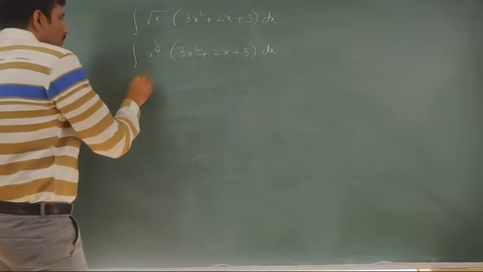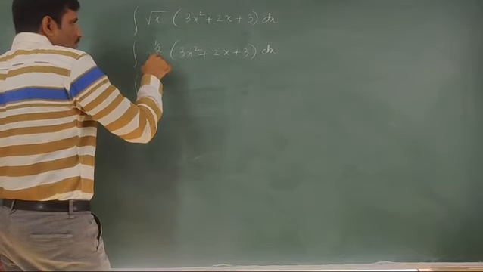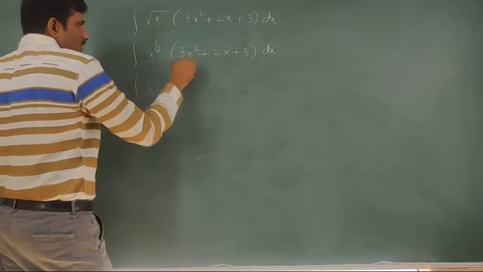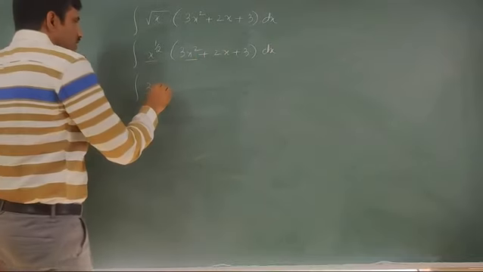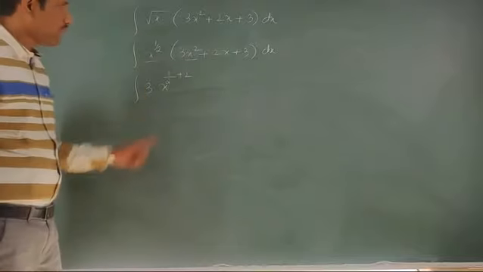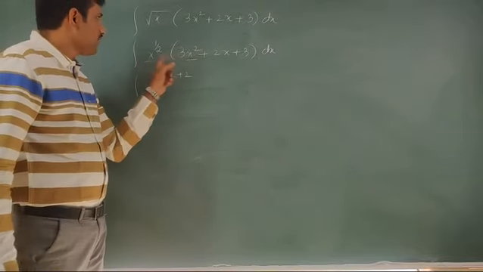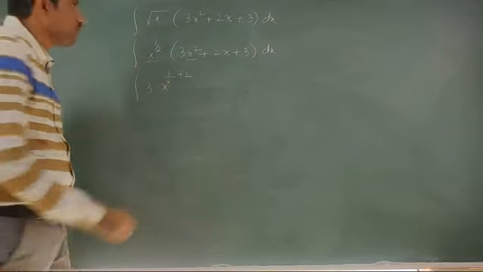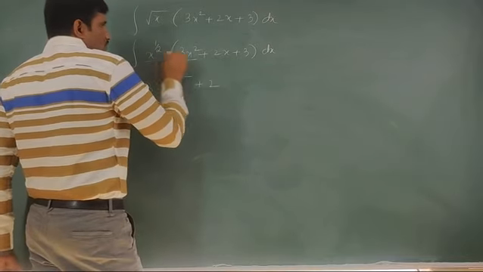Right, so now multiply the brackets. Now 3 into x raised to 1 by 2 into x square. When the base is the same, we can add the powers. That is x raised to 1 by 2 plus 2. When the base is the same, we can add the powers. That is 1 by 2 plus 2, plus 2 into x raised to 1 by 2 into x.